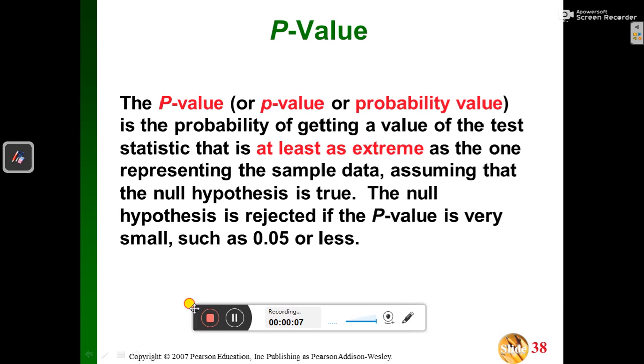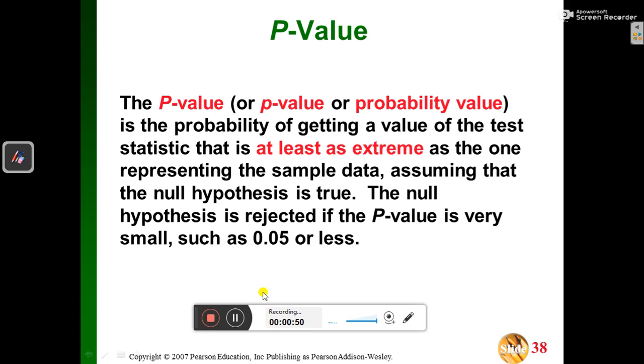It is about hypothesis testing, and here you can see, starting with the p-value or probability value. This is the probability of getting a value of the test statistic that is at least as extreme as the one representing the sample data, assuming that the null hypothesis is true. So it's a probability value of getting that value of the test statistic that is at least as extreme as the one representing the sample data, assuming that the null hypothesis is true.